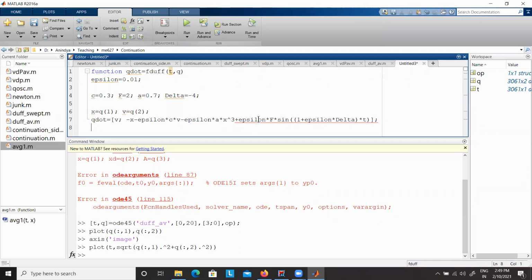Do you agree that I have written the correct equation? All of you agree? Can I have a chorus of voices, please? Yes, sir. Very good.